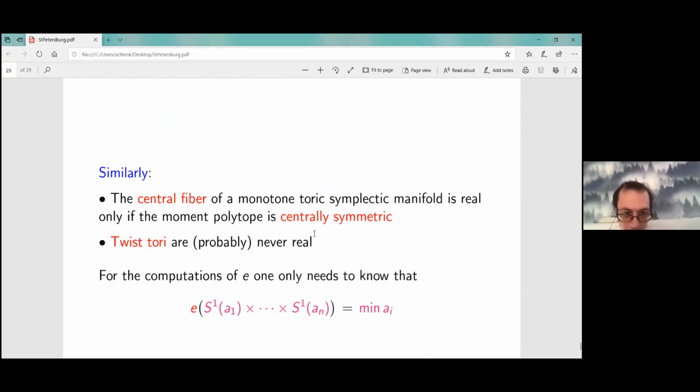I have probably a stupid question. Is it true that all real Lagrangians are monotone?